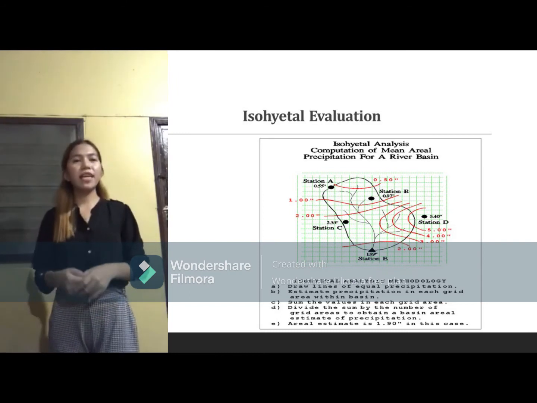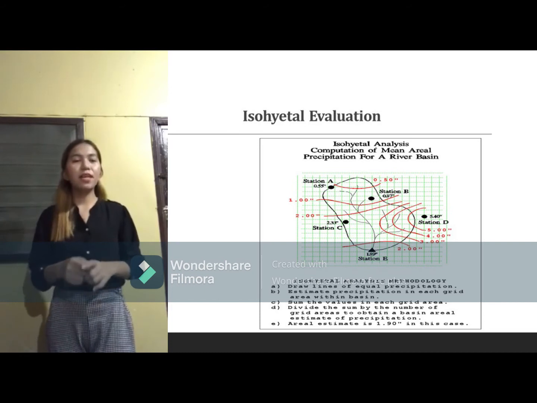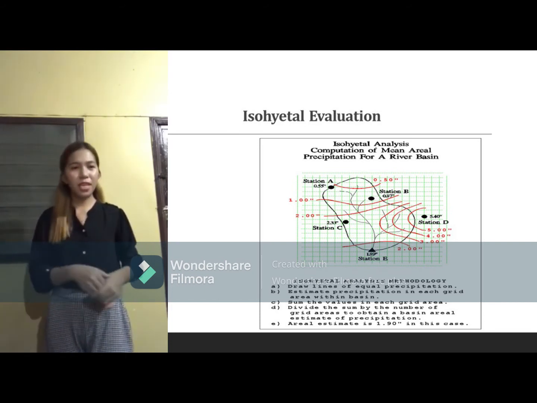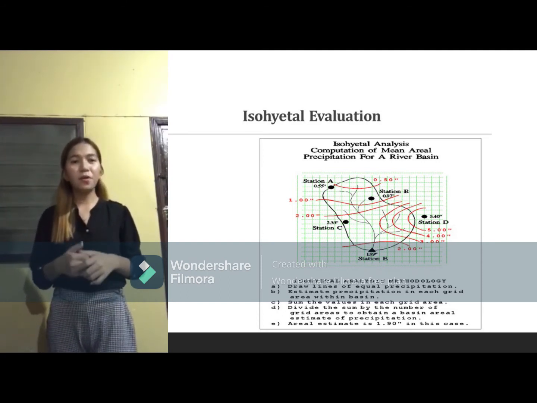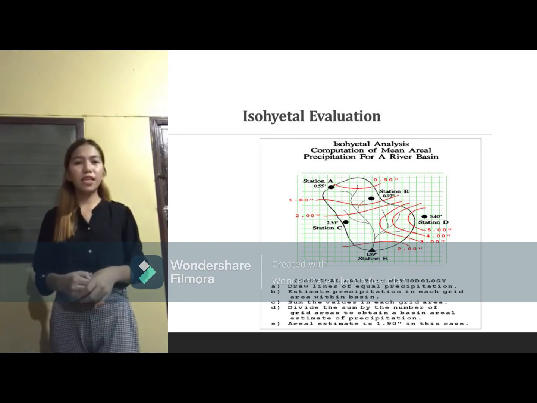Second one, we have isohyetal analysis. So, isohyetal analysis methodology: A, draw lines of equal precipitation. B, estimate precipitation in each grid area within the basin. C, sum the values in each grid area.